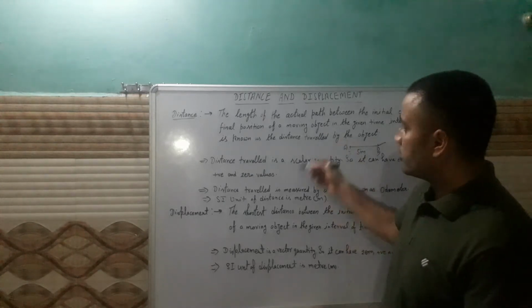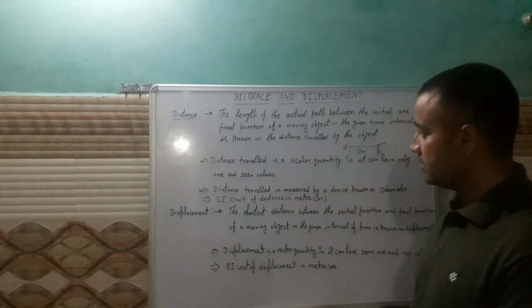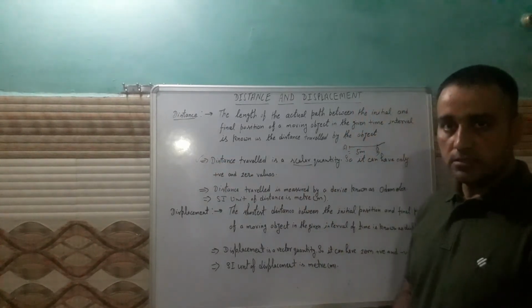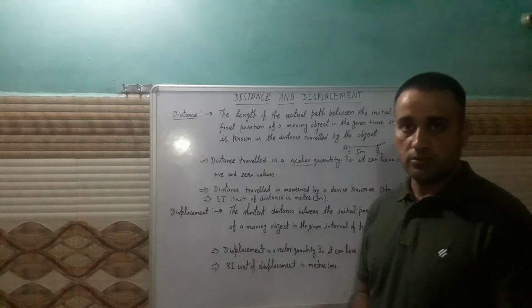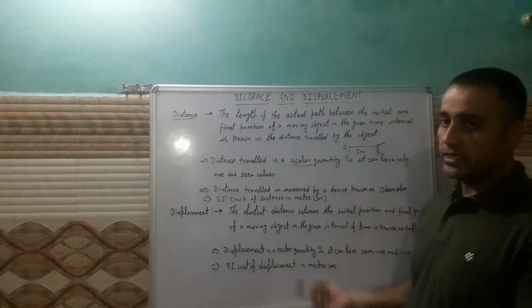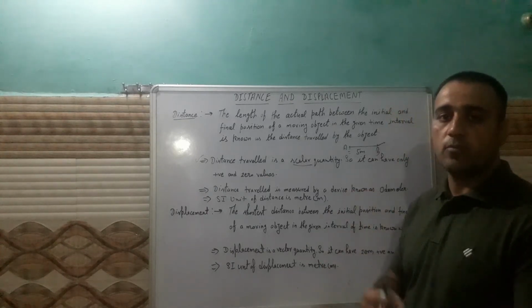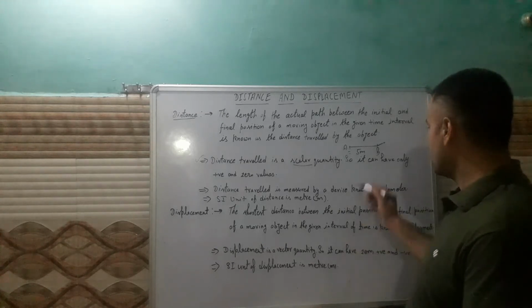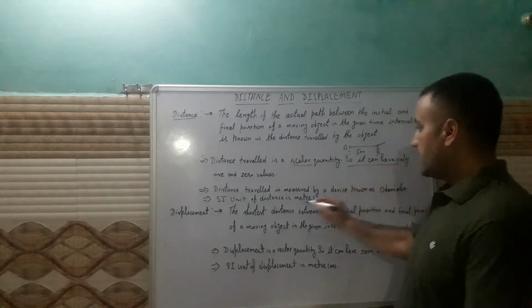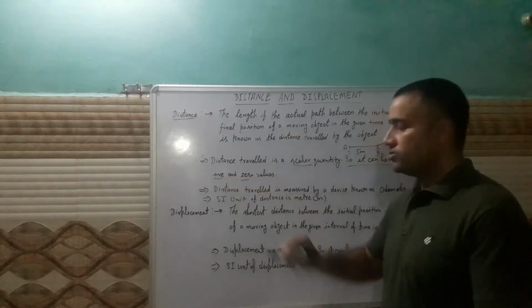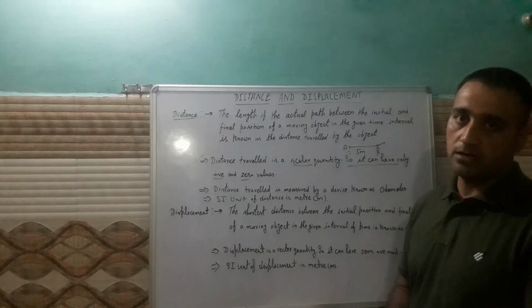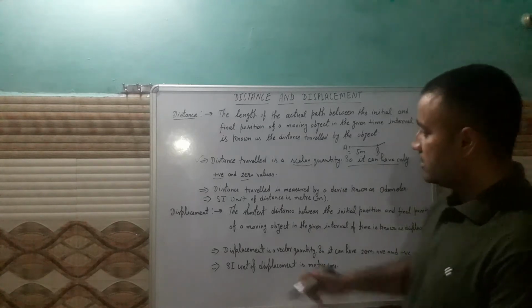After that, some important points are there about the distance travelled. Distance travelled is a scalar quantity, means it has only magnitude, no direction. So as you know, scalar quantities can have only positive and zero values, they can't have negative values. So we can say that it has only positive and zero value. Distance cannot have negative values.